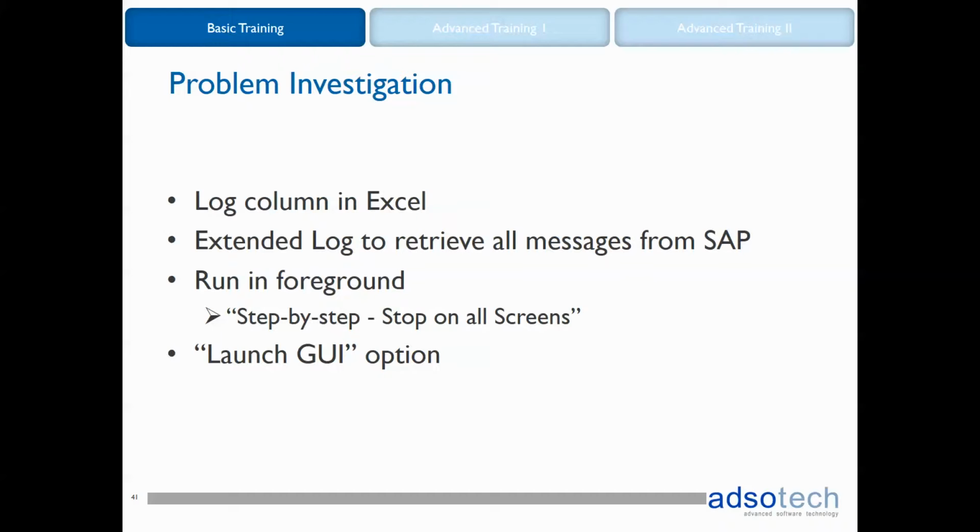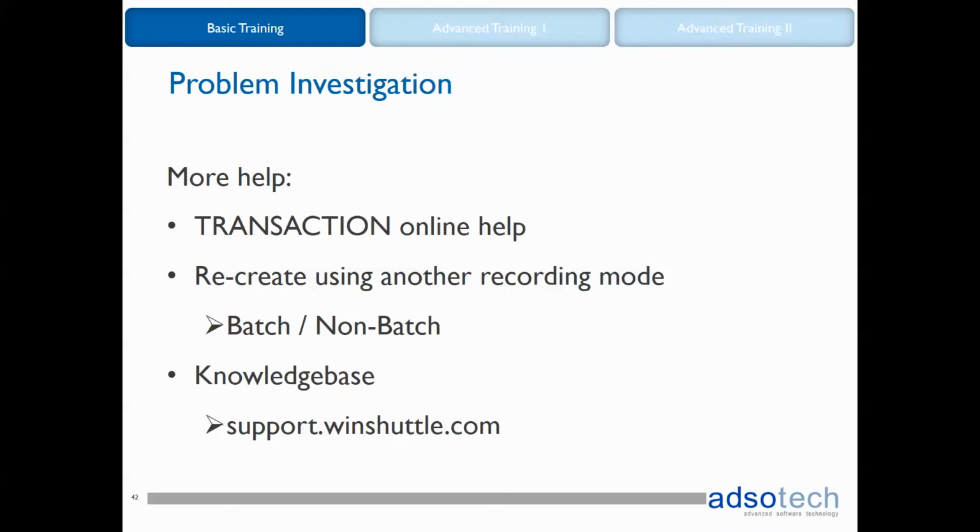For some scripts, it is possible to get what we call an extended log. So you would have a second column probably in Excel that would give you more information about the possible error message that you have. What you can also do is run your script in foreground. So an option that we call step-by-step stop on all screens. For some very specific cases, we also have an option called launch GUI, which can help in the performance of your script. Should you at any point require more information or more help, you can always check the online help in the tool itself.